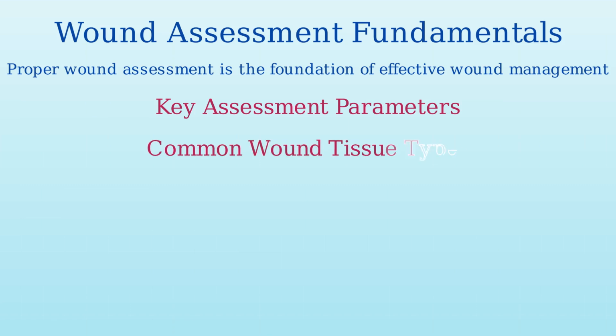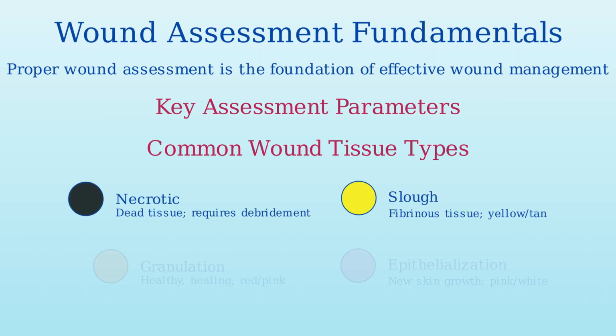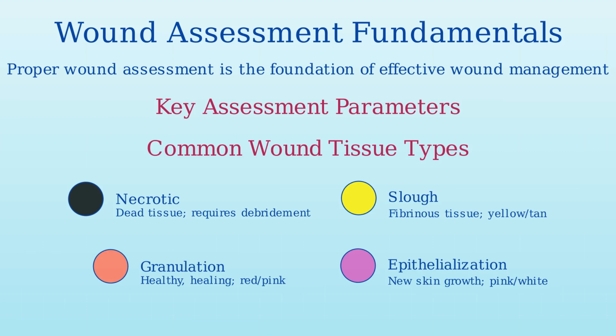Identifying different tissue types in the wound is crucial. Necrotic tissue appears black and requires debridement. Slough is yellow or tan fibrinous tissue. Healthy granulation tissue is red or pink and indicates healing. Epithelialization shows new skin growth.